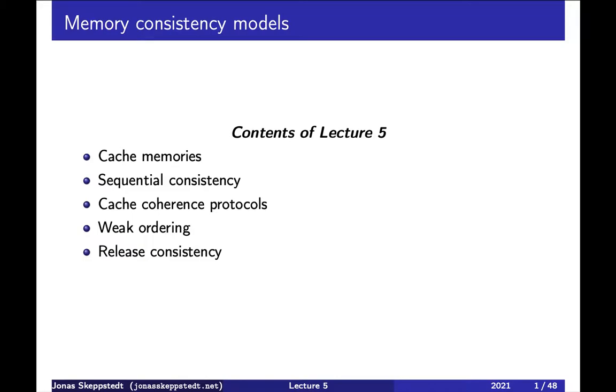And then we will go into so-called relaxed memory models. The two most important are weak ordering and release consistency. Weak ordering was invented by Michel Dubois at the University of Southern California in Los Angeles, and release consistency by Kourosh Gharachorloo at Stanford University, where he did his PhD in the Dash project, the Stanford Dash machine. Okay, so if you already know about cache memories, you can skip the rest of this video.